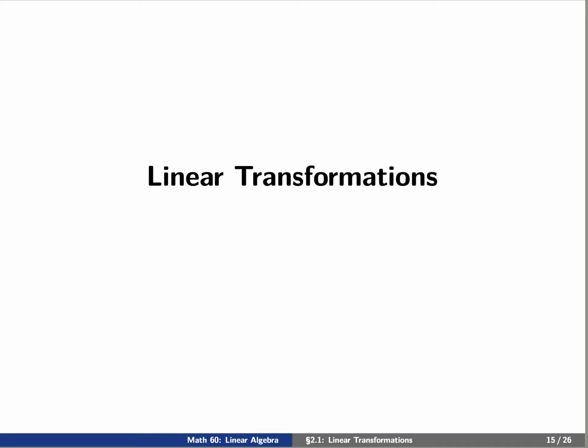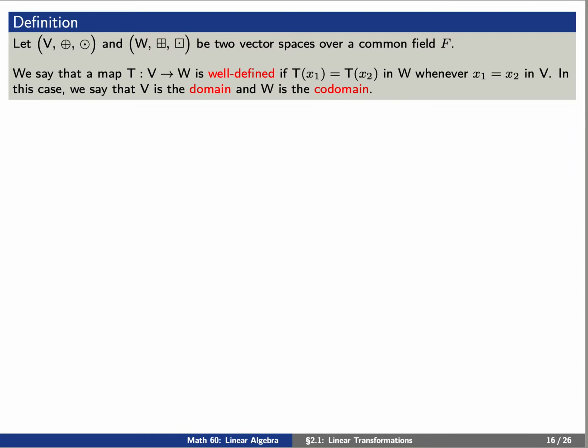Now that we have our various definitions, we can go over the concept of a linear transformation. Say that we have 2 vector spaces, V and W. Here we'll try to be very precise as to which operations we're using. We'll use circle plus and circle dot for the vector space V, and we'll use square plus and square dot for the vector space W. We'll say that a map T is well defined, just like before, if T of x1 equals T of x2 whenever x1 equals x2. We'll say that our vector space V is the domain and our vector space W is the codomain.